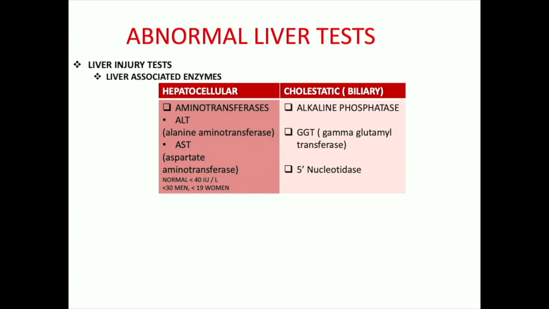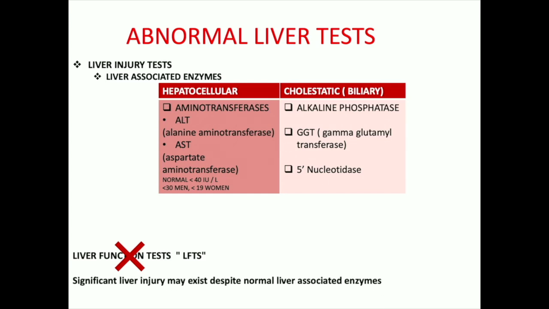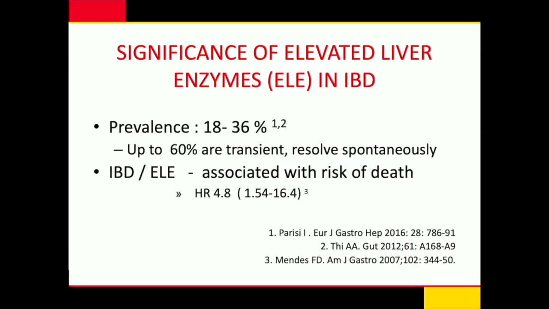as they relate to these liver-associated enzymes. You're all familiar with them: hepatocellular enzymes, the aminotransferases, AST and ALT, which should be less than 40 in most labs, more specifically less than 30 in men, less than 19 in women. And then the cholestatic or biliary enzymes, alkaline phosphatase, GGT, and 5' nucleotidase. The term liver function tests is inaccurate because these enzymes don't really reflect liver function and should not be used any longer. It is important to remember that significant liver injury can exist despite normal liver-associated enzymes.